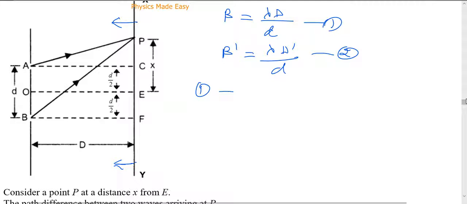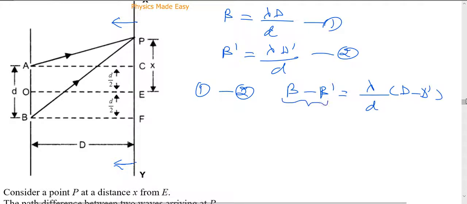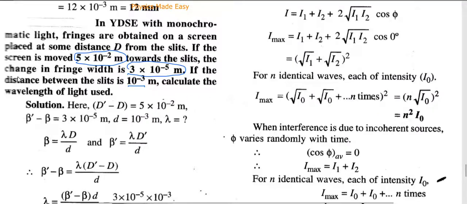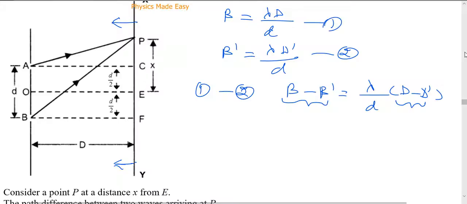So if I perform this operation, beta minus beta dash is lambda by capital D, into D minus D dash. Now if this is given to us, what is given? Now let us see the problem. In this problem, he says that the change in fringe width is given, delta beta is given. So this is delta beta.